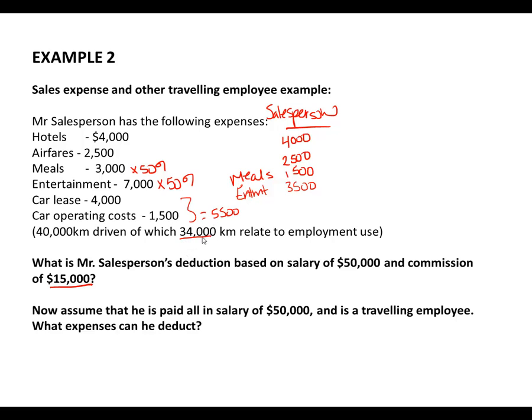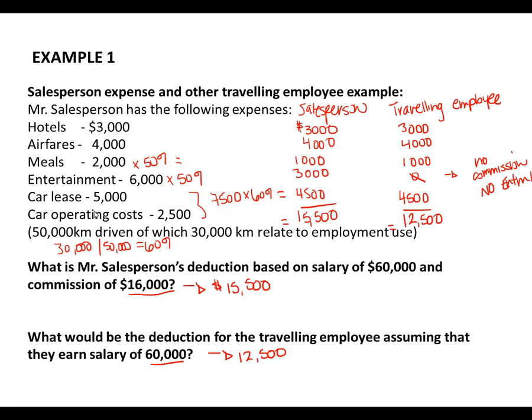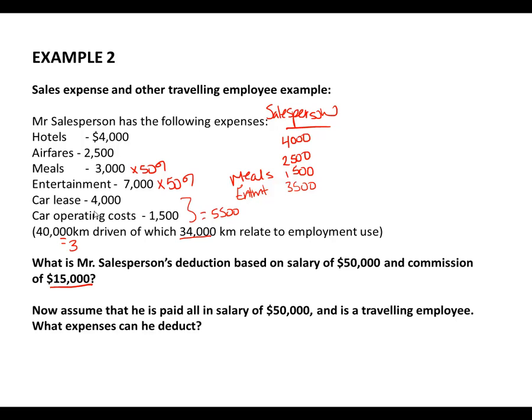And again, I'm going to say, okay, there are 34,000 kilometers that are related to employment use, and a total driven of 40,000. So if I take my 34,000 and divide that by 40,000, I get 85%. So I'll multiply the 5,500 by my 85%, and I get 4,675.